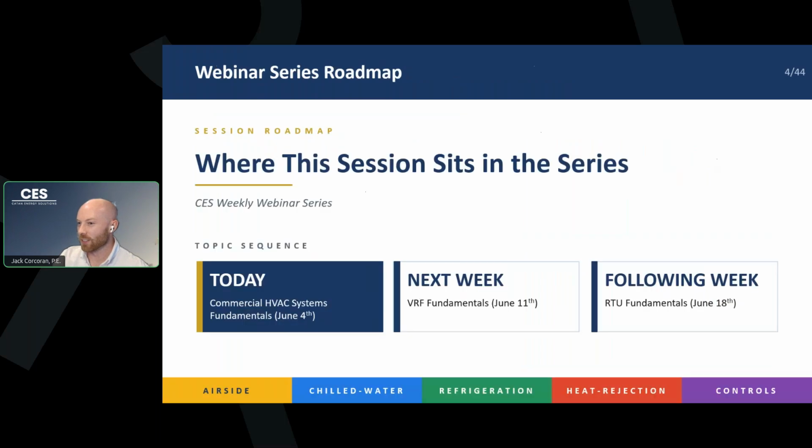This week is a little different. Today, we're talking about just fundamentals and an overview, so we won't have one specific piece of HVAC equipment. But next week, we're going to talk about VRF fundamentals. And the following week is going to be rooftop units. So this is a little roadmap. You can expect next week that we'll be talking about VRF and diving into that.